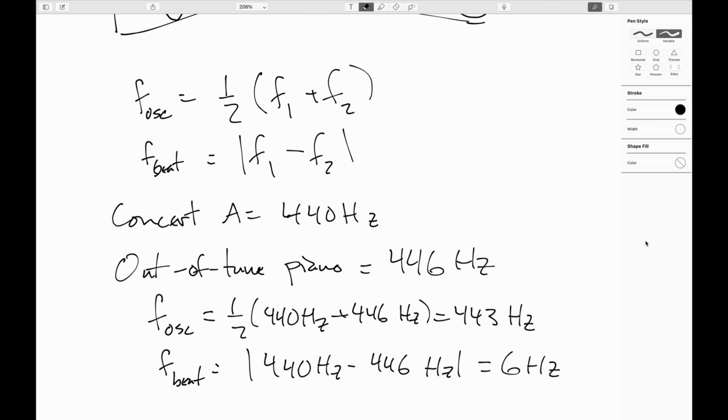Similarly, when I go down to 436, you should notice that I'm dragging the average down, and the oscillation frequency will be going down a little bit as a result. But then you'll notice that the beat frequency will start again at 439 will be 1 hertz and work its way down to 436 will be 4 hertz.